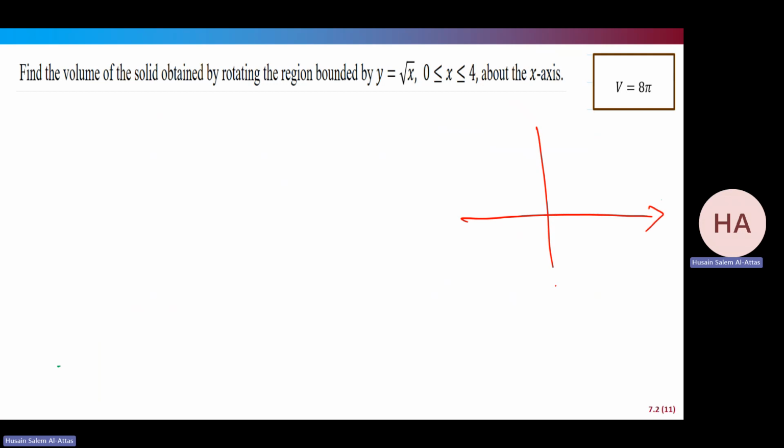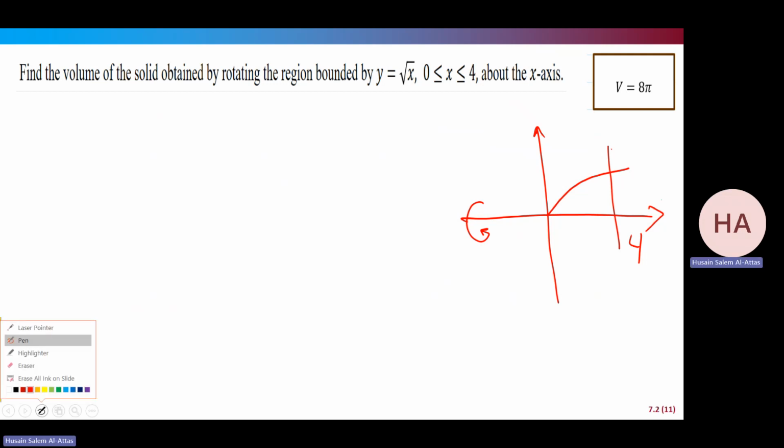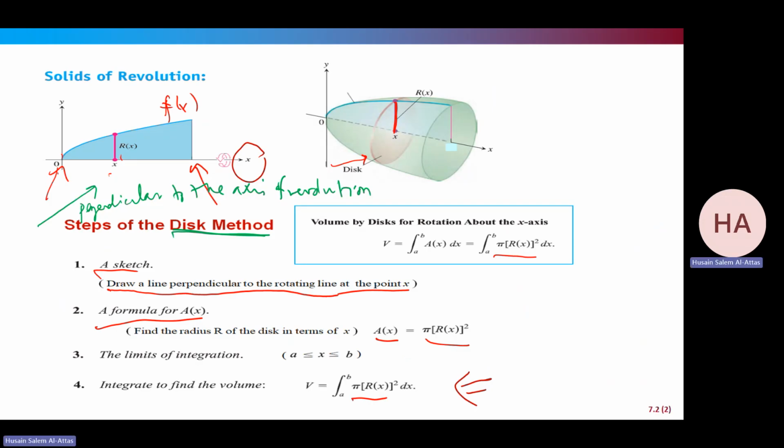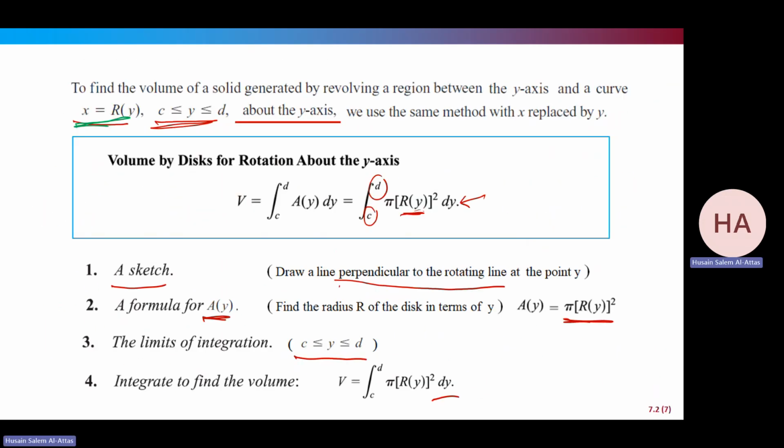Here I have the function y equals square root of x and the region from 0 to 4. I'm doing the rotation about the x-axis. When I draw the strip or the line, it will be perpendicular to the axis of revolution, so it will be this one. So things will be in terms of x.